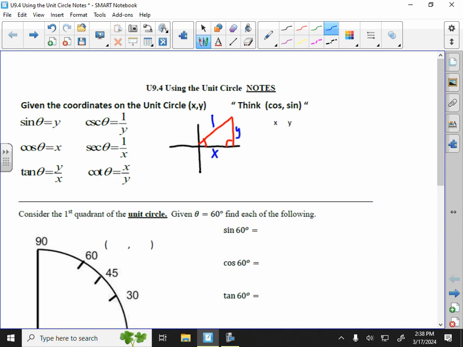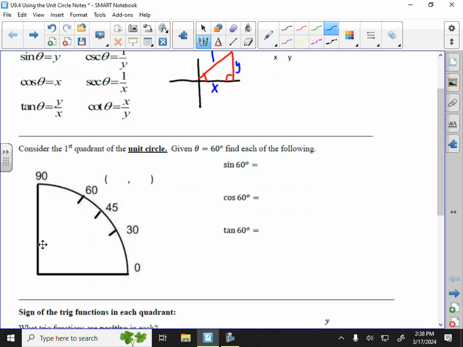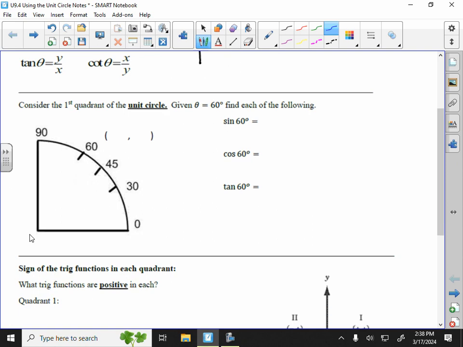And then we can get each of the reciprocal functions also. So when we have an ordered pair, and it's x comma y, we want to think of the x coordinate as the cosine value, and the sine is the y value. All right, so let's look at the unit circle, and we're going to kind of look at quadrant 1 here. And we want to find the sine, the cosine, and the tangent of a 60-degree angle.